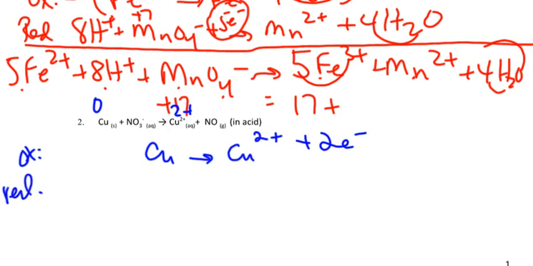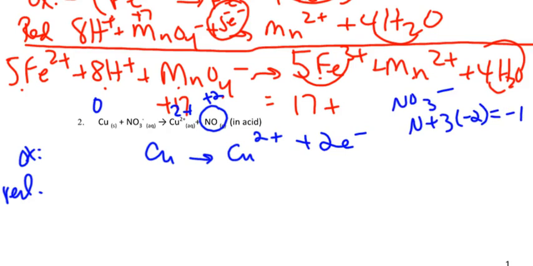Okay, so how do I know that nitrogen indeed was reduced? So let's check this out. What is nitrogen's oxidation number in NO? If oxygen's -2, nitrogen is +2. What about on the other side? Well, NO3 minus, nitrogen plus 3 times -2 equals -1. Nitrogen minus 6 equals -1. Nitrogen equals +5. So nitrogen indeed was reduced. It went from a +5 to a +2. That makes sense. So let's do this.